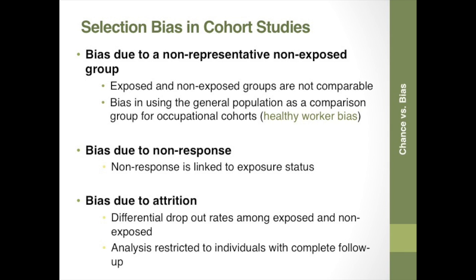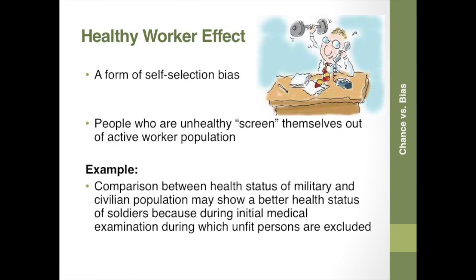And there's also bias related with attrition, which is withdrawals and losses to follow-up that result in risk for disease in the exposed and the non-exposed groups that is different in the final sample than in the original cohort that was enrolled. The healthy worker effect is a form of selection bias in studies of occupational diseases. The employed workforce, mostly healthy, generally has lower rates of mortality and disease than the general population, and this is perhaps because people that are chronically ill are systematically excluded from the workforce anyways.